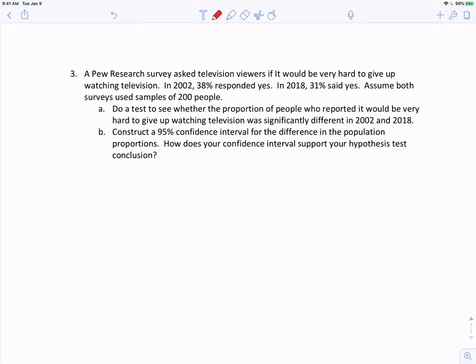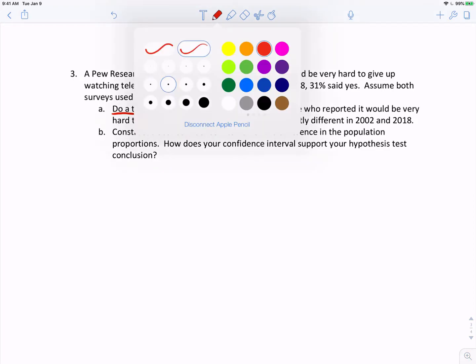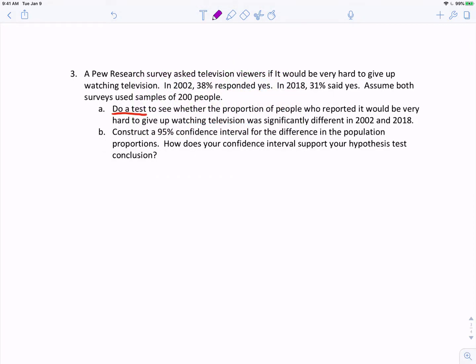So here we're asked to do a test, and we're asked to make a conclusion about a population. So this is an example of a hypothesis test problem. In this problem, we have two populations we're interested in, people in the year 2002 and in the year 2018. And we know that for each of these, we're going to need a value for x and a value for n. Now, n is your sample size, and it's said to assume that both years used 200 people.